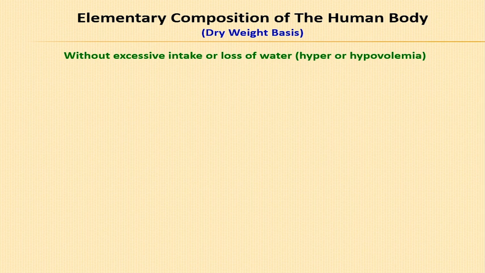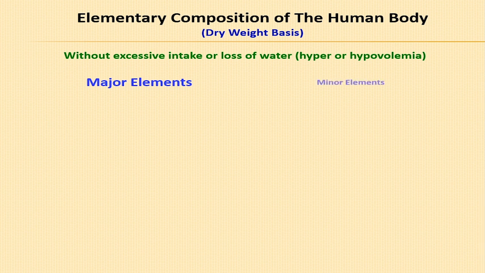Elemental composition of the human body: let's see how many different types of elements are present in the human body on a dry weight basis. First of all, we should know what dry body weight is. It is the weight without excessive intake or loss of water; that is, there must not be any condition of flooding, or any dehydration, or biologically speaking, the body should not suffer hypervolemia or hypovolemia. Under this condition, if we measure the total elements in the human body, we call it a dry weight basis human body.